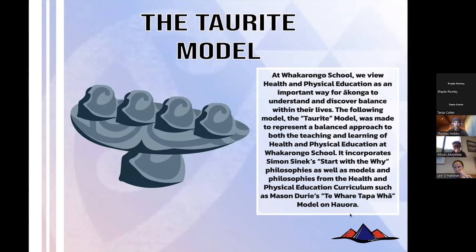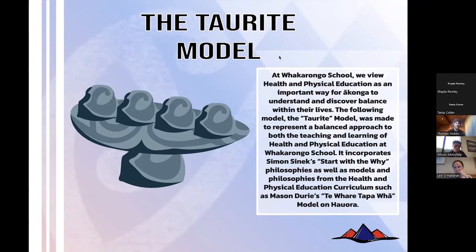This is our model that we developed at Whakarongo School. It's called the Taurite model, which, as I said before, looks at balance. At Whakarongo School, we use health and PE as an important way for our ākonga to understand and discover balance within their lives. That was the common theme, that was sort of our why.